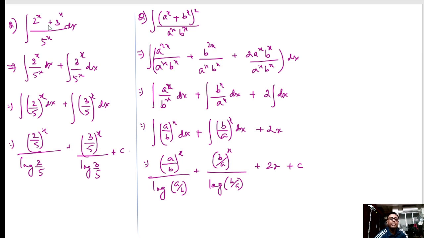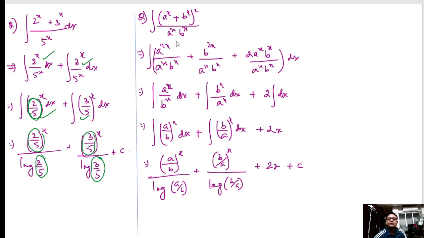Next is this. So I can write it like this and this. So 2 by 5 common, 3 by 5. So it is looking as a to the power x. A to the power x is a to the power x by log a. Again a to the power x by log a.